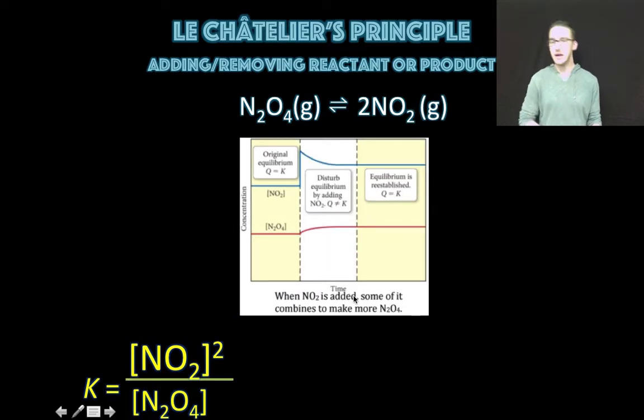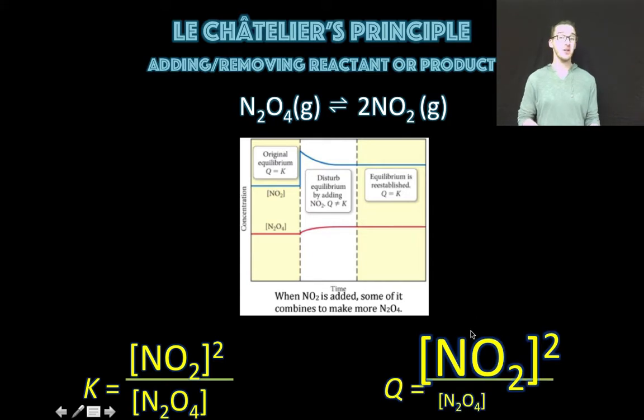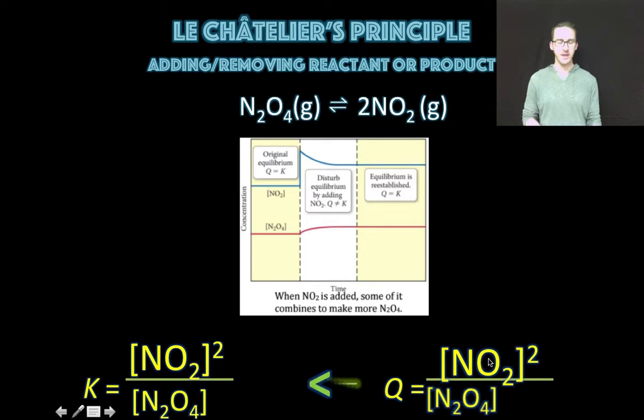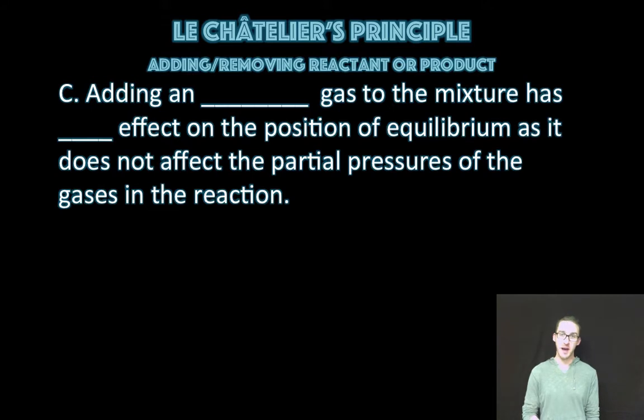Or take a look at the other scenario. Now what we're going to do is dump in a bunch of product, NO2. Compare the value of K to Q. Boom! This time, Q is larger than K. So to reestablish equilibrium, our reaction is going to shift back to the reactant side. We're going to use up some of our product, form more of our reactant. Here we go. Boom! Reestablish equilibrium. Check it out on the graph. Using up some of our product, forming some of our reactant. Reestablishing equilibrium.